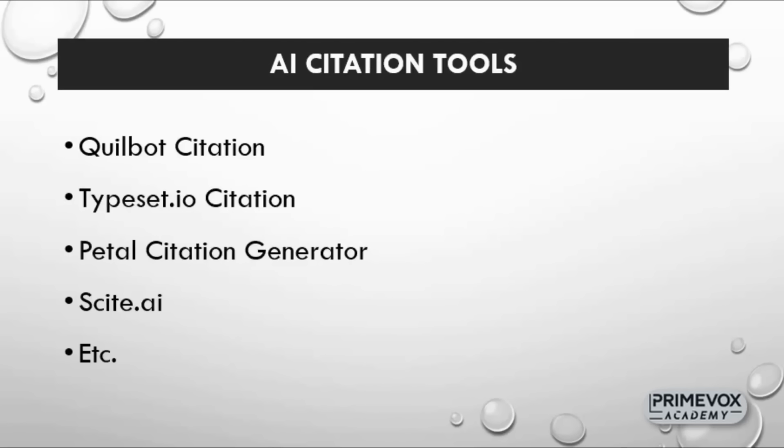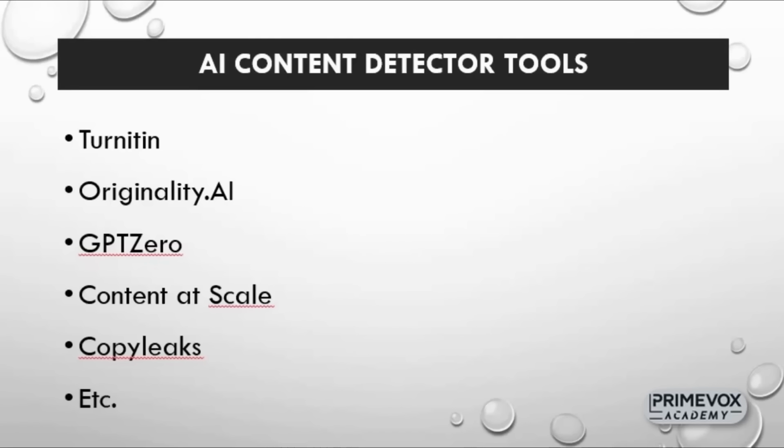Then the next one is AI citation tools. We have used QuickBooks during the course of this training. You can also check other citation tools like Typeset's IO citation, Petal citation generator, Cite AI, and so many other ones. Then for AI content detector tools, we have Turnitin.